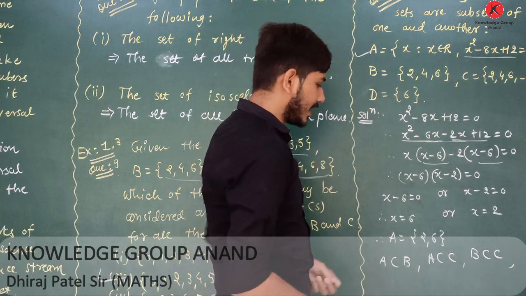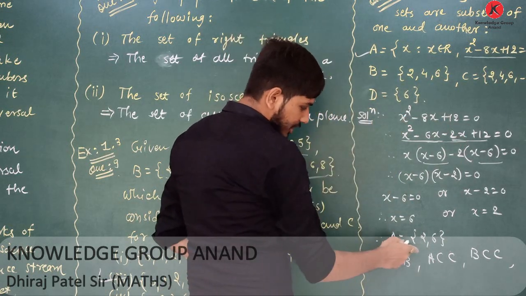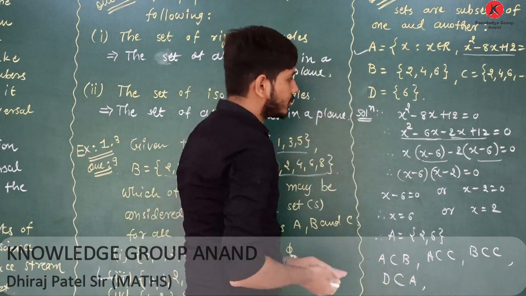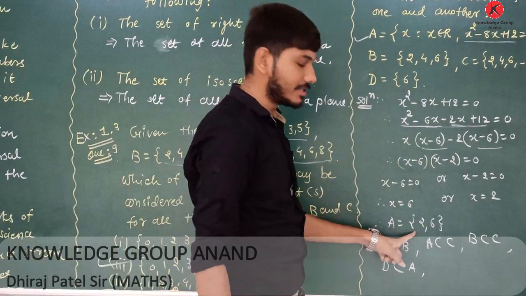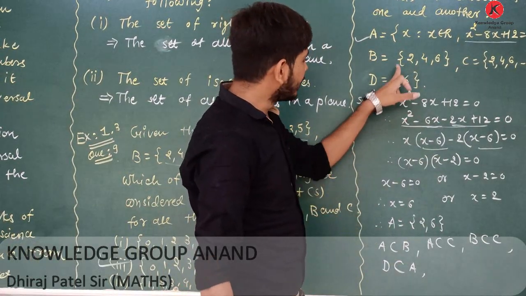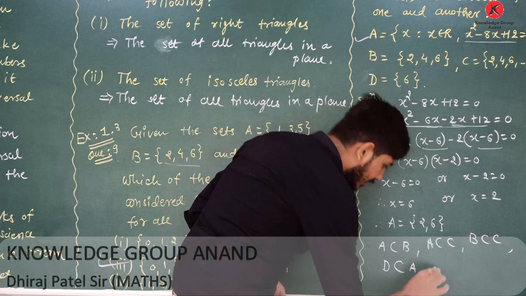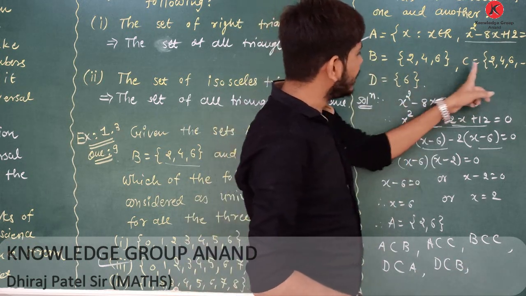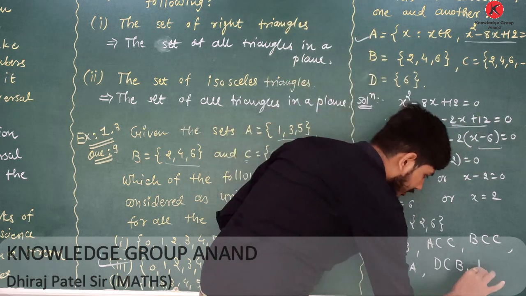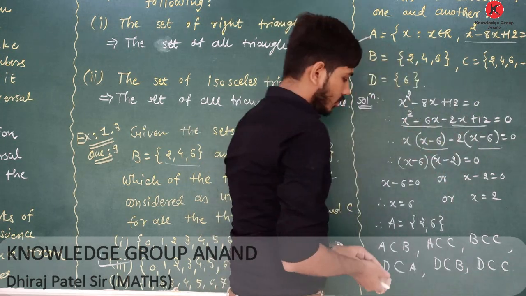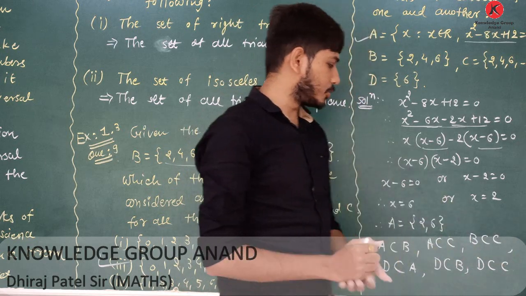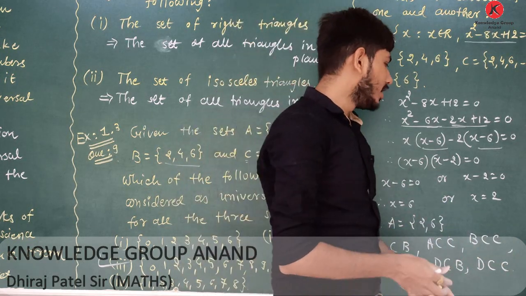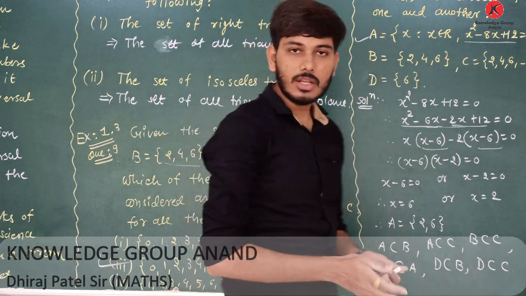Okay, next one, set D. Is D a subset of set A or not? Here D is a subset of A because all the elements of set D are in set A. Set D is also a subset of set B, as well as a subset of set C. So these are the possible subset pairs we have written here. Okay, this one is your answer. Clear? Thank you very much.